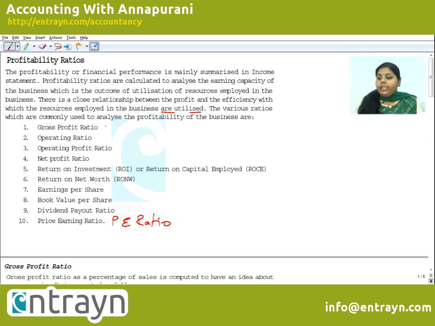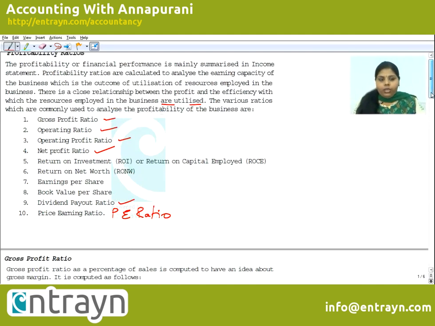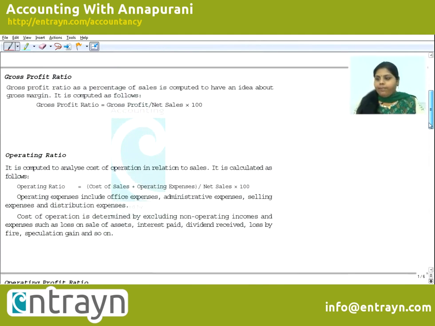These are the major ones: gross profit, operating profit, operating ratio, and net profit. All the first four are the ones, and dividend payout. These five are the ones which are most common, but the others are also important. Now we are going to go in depth into each of them.